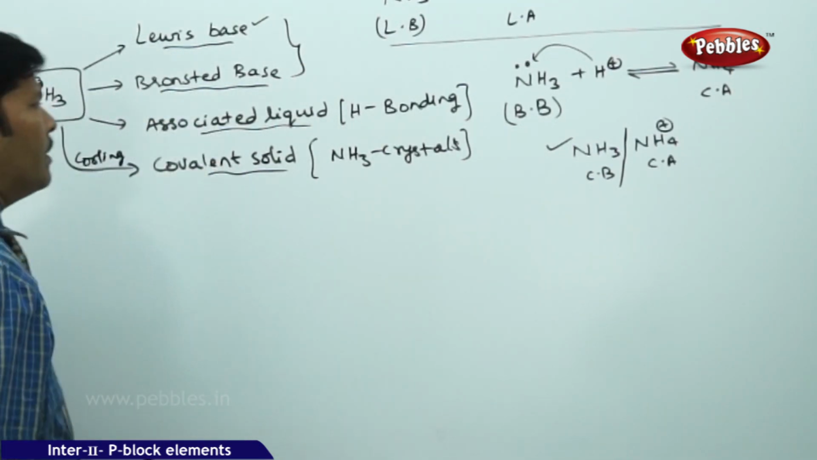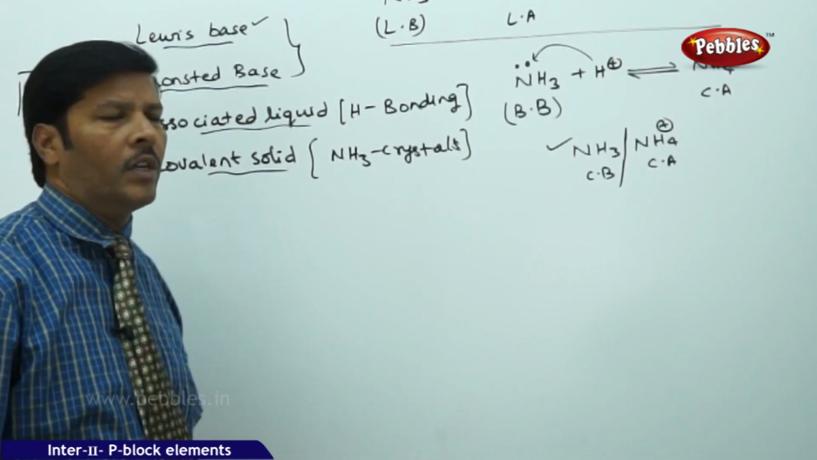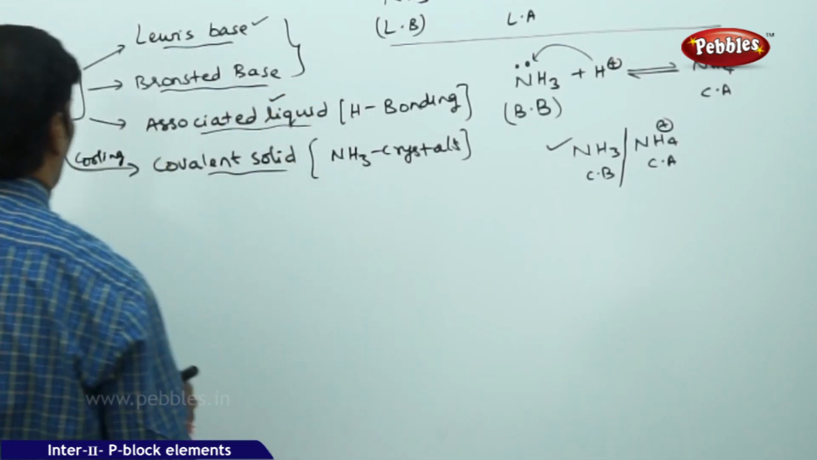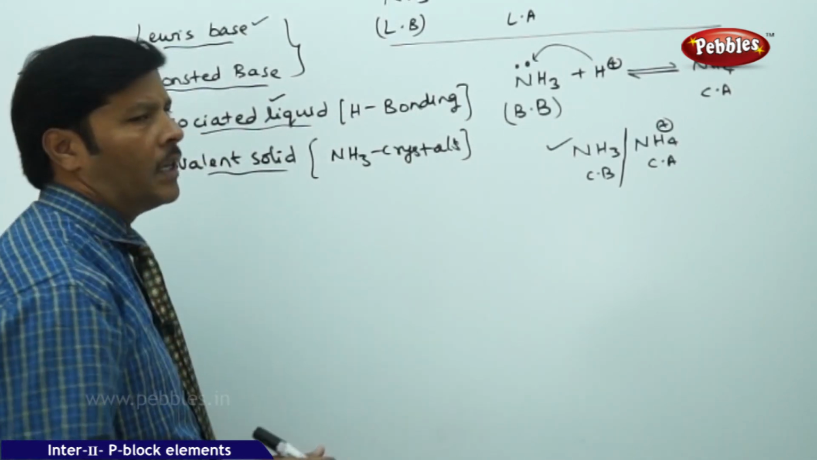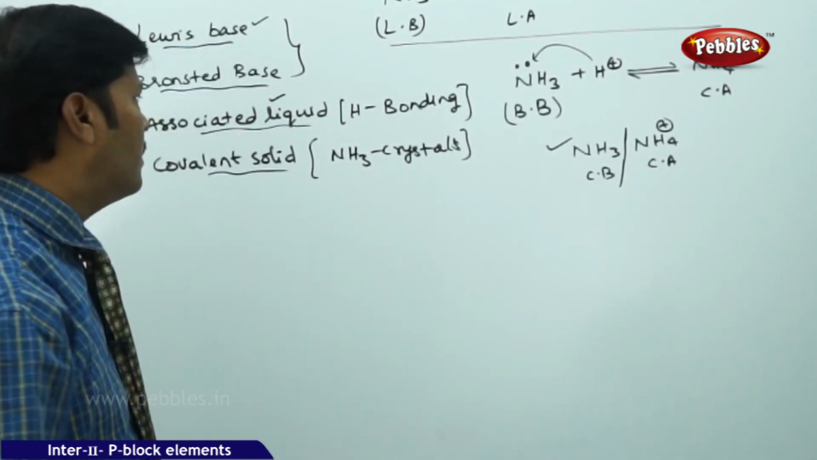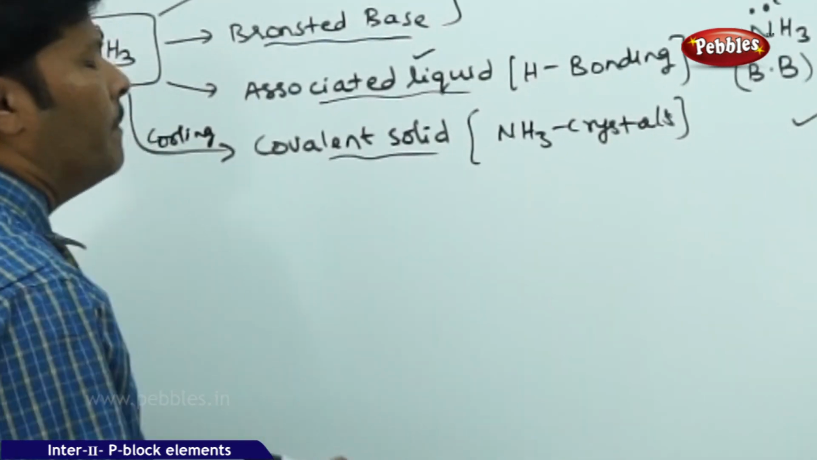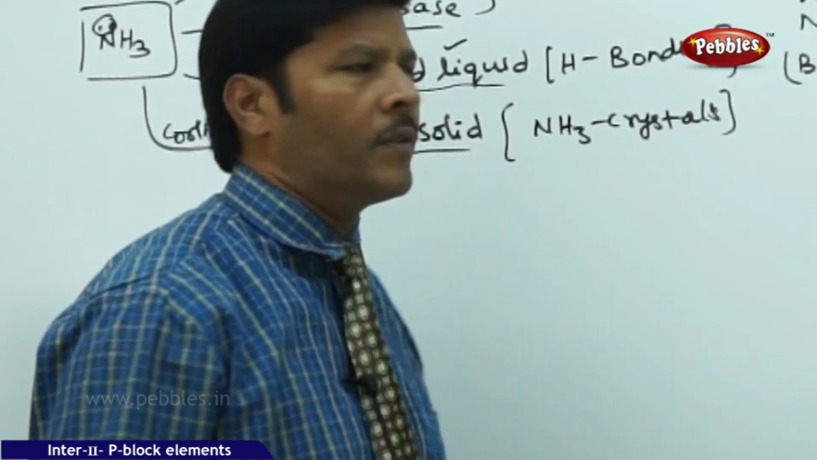Ammonia can form hydrogen bonding, so it can be treated as an associated liquid. That's why it is highly soluble in water, and it has a high boiling point. Then ammonia upon cooling gives a covalent solid. These are all the important properties of ammonia.